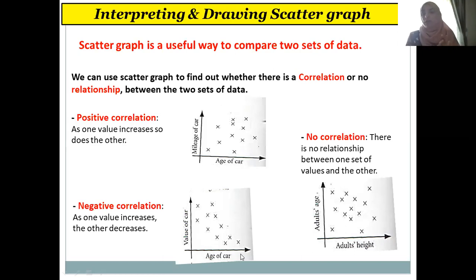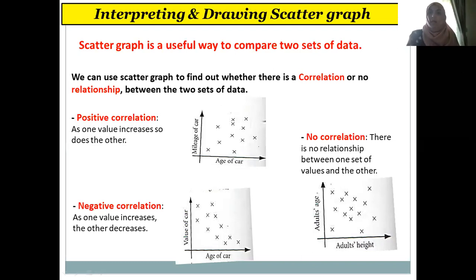So we have three correlations. First one is positive. As one increases, the second increases. We have negative correlation. As one increases, the second decreases. And we might have no correlation. In this case, there's nothing to compare between the two sets of data.